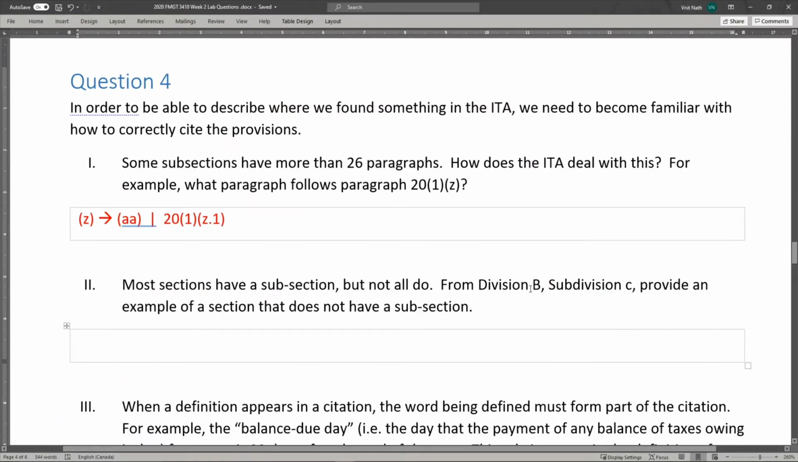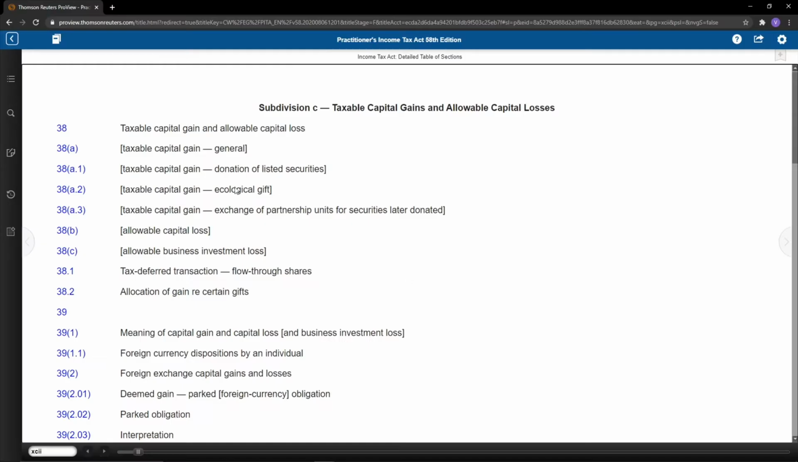Let's go back to the question. We are asked to provide an example of a section that does not have a subsection. Going back to the detailed table of sections, we can see that section 38 right at the beginning does not have a subsection 1. It goes straight to paragraph A, and then A.1 and B and paragraph C. So there is no subsection for section 38. We can see that section 38.1 is the same thing, and 38.2. No subsection for either of those sections.